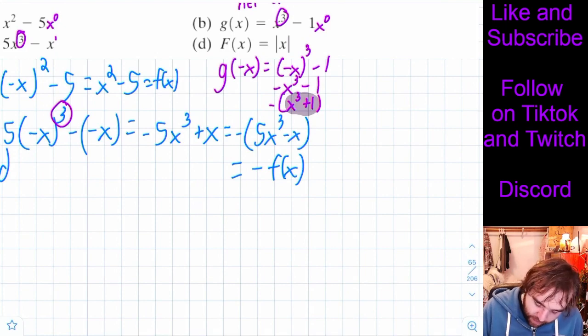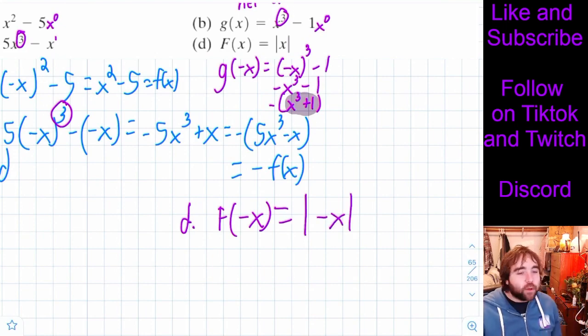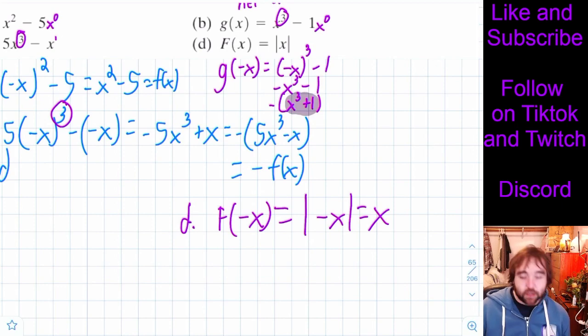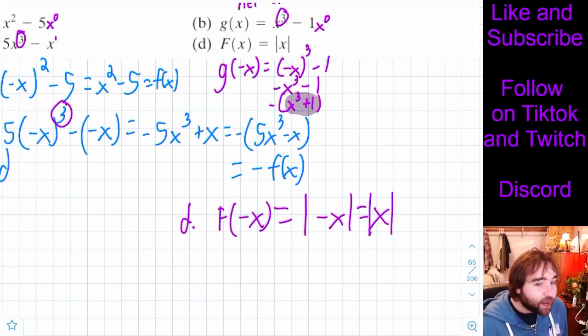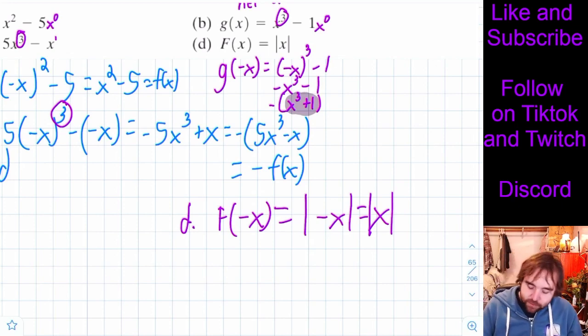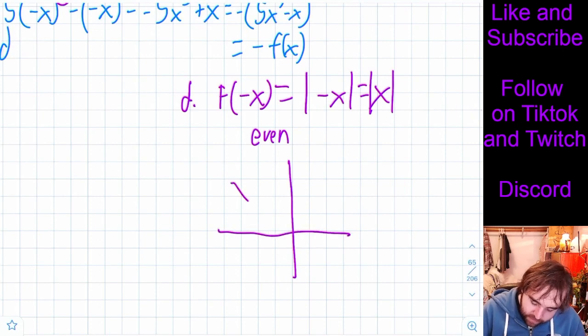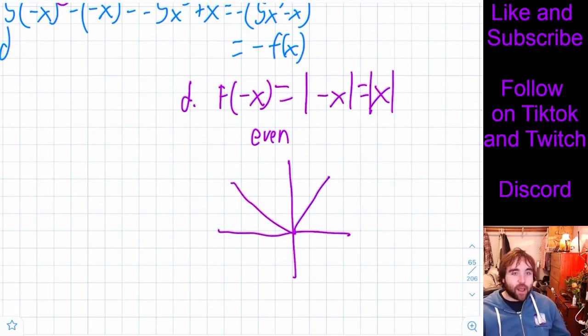And then with d, for one, you should be able to picture the graph. But you know what happens with an absolute value graph. No matter what you plug into an absolute value, it's always going to come out positive. So it's always going to equal the same. It's not just going to equal x, it's just going to equal the positive version. So if you take the absolute value of the negative, it's going to make the negative go away, because it always comes out positive. So we just end up with the original function. So this one is even. And if you picture the graph, you should know what the graph of that looks like. It's the v, which definitely has y-axis symmetry.